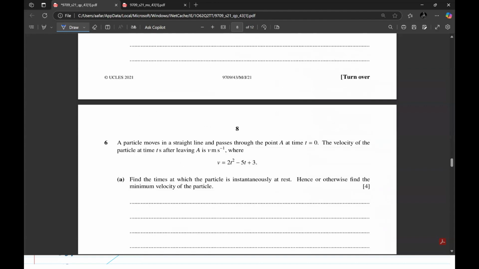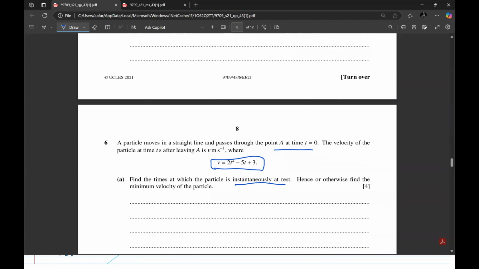A particle moves in a straight line and passes through the point A at time t equals 0. The velocity of the particle at time t seconds after leaving A is given. So they've given us the expression of velocity. Find the times at which the particle is instantaneously at rest. Hence, or otherwise, find the minimum velocity of the particle.